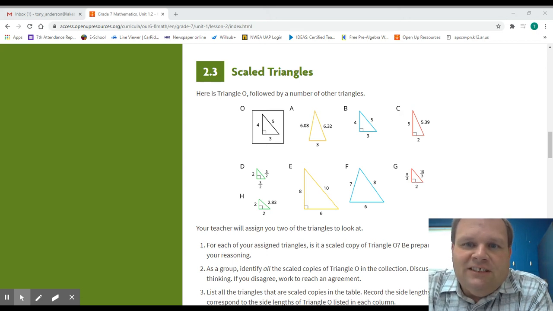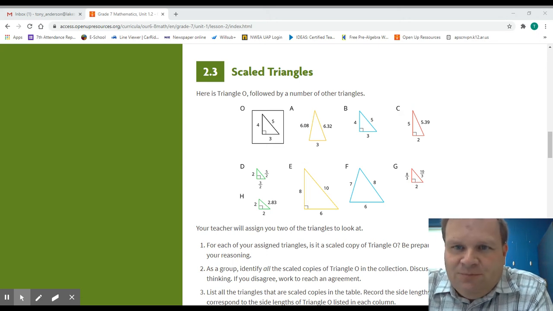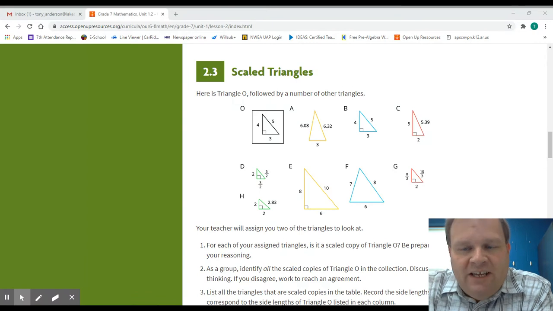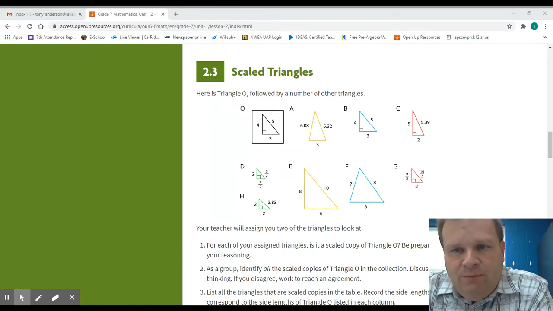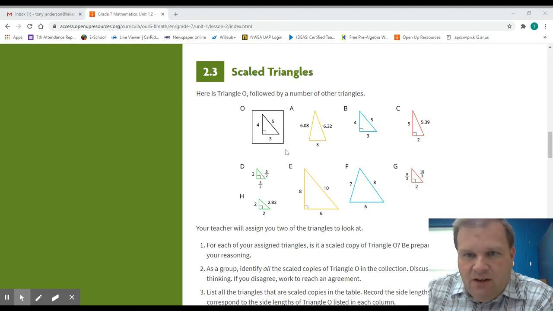Hey, now let's look at section 2.3, scaled triangles. We've been talking about what scaled copies look like, and we know that they have to be the same shape without being distorted. So if we're looking at these, we can automatically rule out some triangles that would not be scaled copies of this triangle right here.